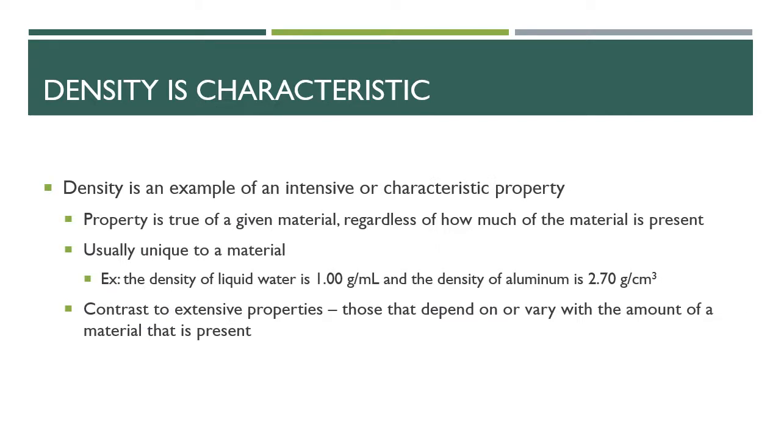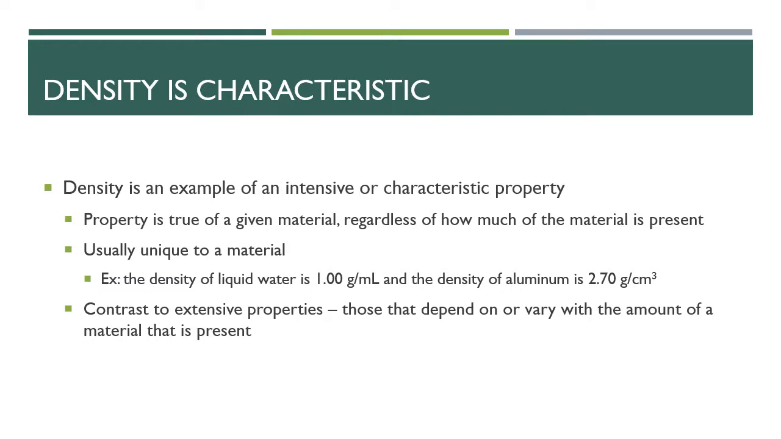Density is an example of what we call an intensive or characteristic property. These are properties that will be true for a given material regardless of how much of the material is present. You could have 10 milliliters or you could have 1,000. This property will still be true. These properties are also usually unique to a material or are only shared by a handful of other materials, and then you could possibly, if you were trying to identify it, find another characteristic property to also compare.